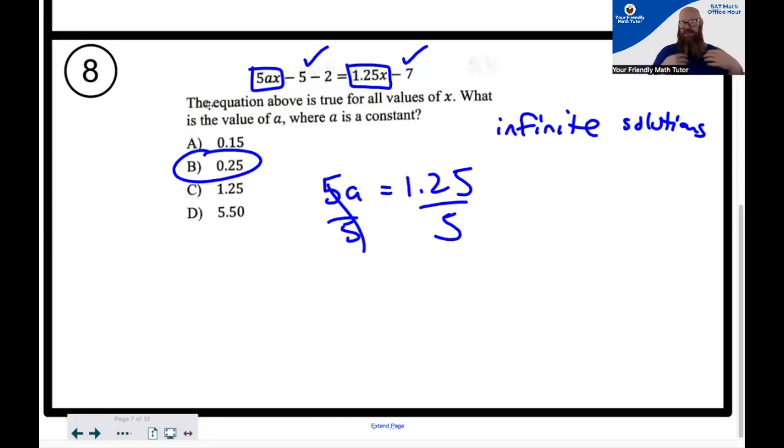And if you were to actually solve it, the x's would disappear, and you'd get infinite solutions. Or if you were to graph each side, you would have the same slope, same y-intercept. The lines would be on top of each other, and you would still have an infinite number of solutions.